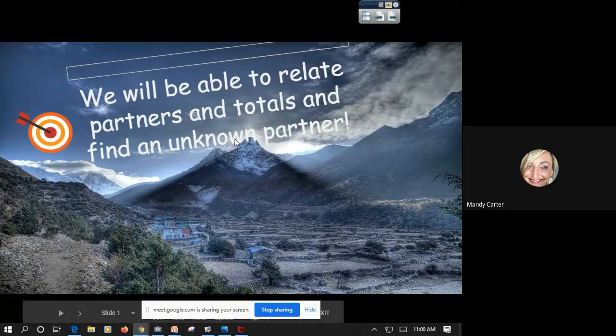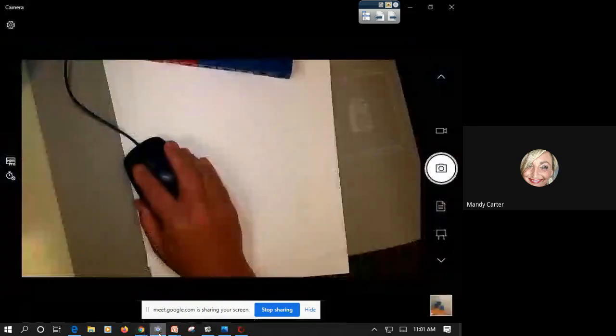Good morning, first graders. This is Miss Carter, and today we are going to be learning how to relate partners and totals and find an unknown partner. So that's what we're going to be able to do, and I'm going to explain that to you in a lot of different ways. I'm going to start by coming down here and showing you some blocks.